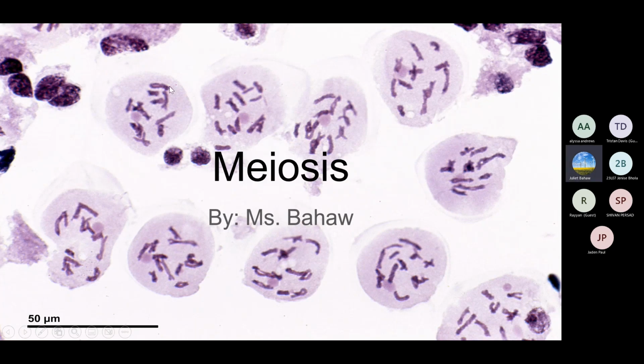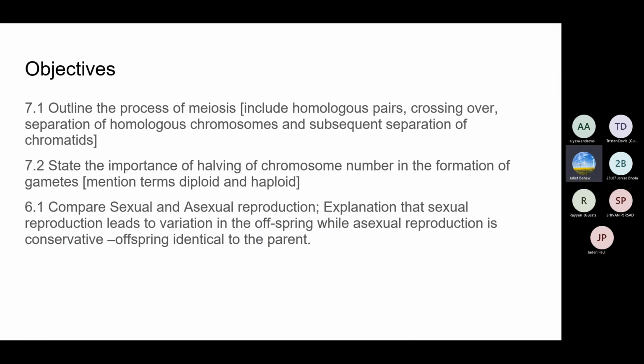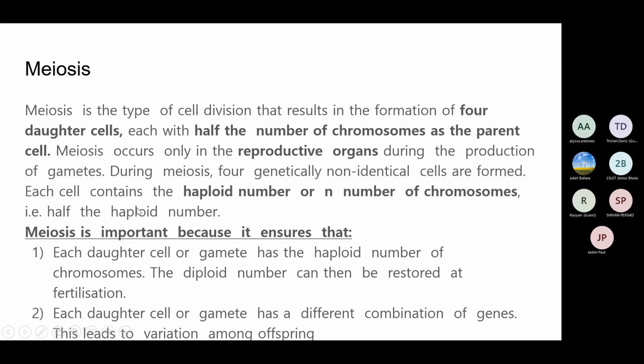So this photo, the background here, is actually a microscope image. This is actual cells and how it looks when it's divided by meiosis. Now we have to understand the whole process of it, the importance, and also we are going to compare sexual and asexual reproduction. So first to begin, let's talk about what meiosis is all about.